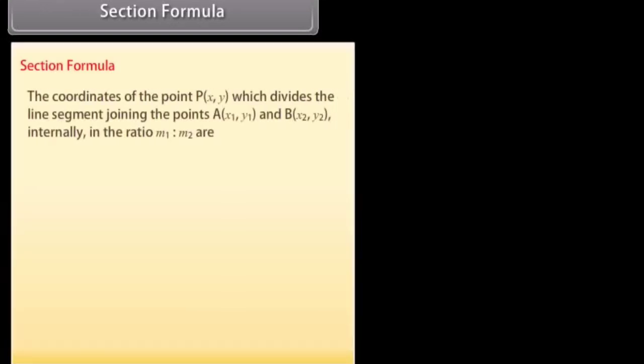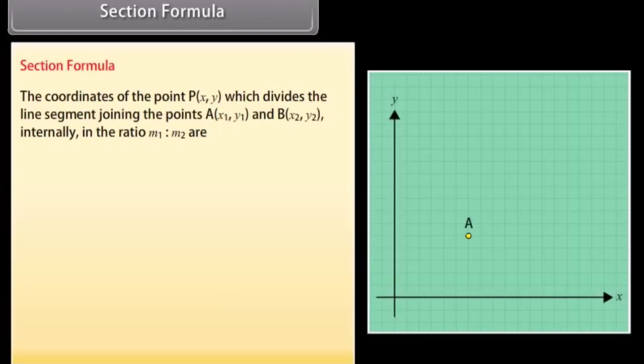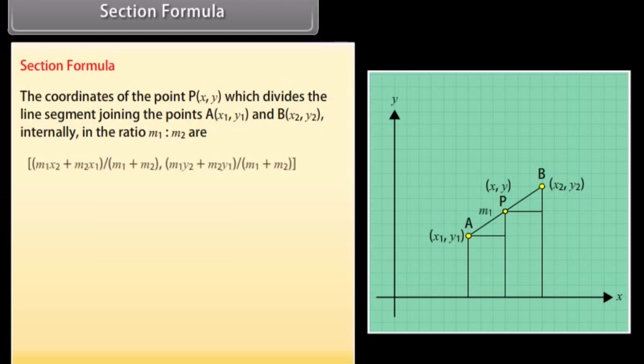Section formula. The coordinates of the point P(x, y), which divides the line segment joining the points A(x1, y1) and B(x2, y2) internally in the ratio M1 is to M2 are (M1x2 plus M2x1) by (M1 plus M2), (M1y2 plus M2y1) by (M1 plus M2). Graphical representation is shown in the figure given below.